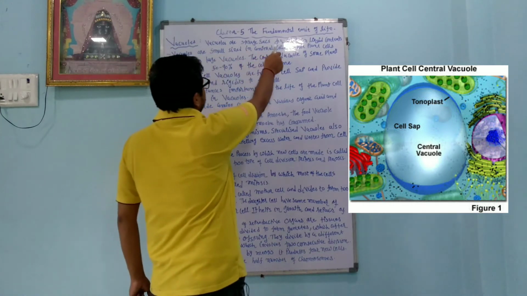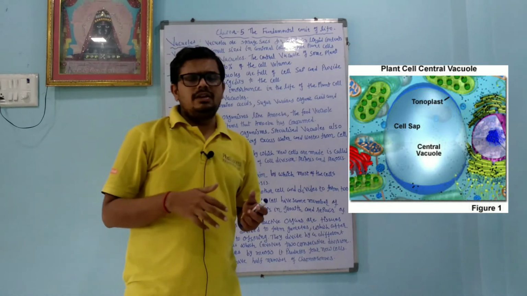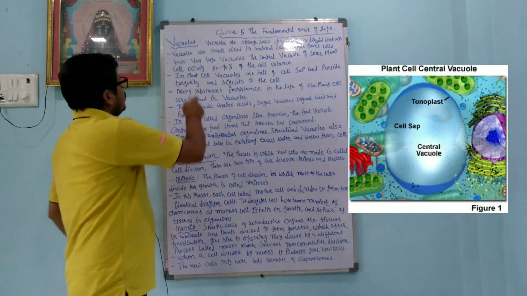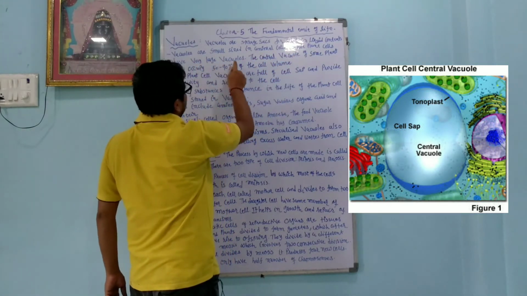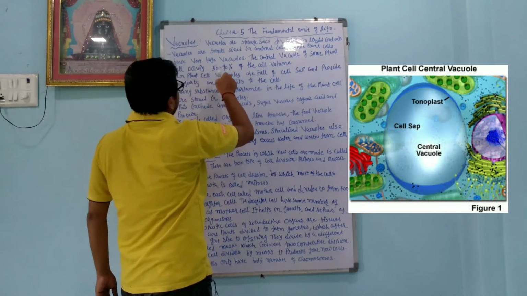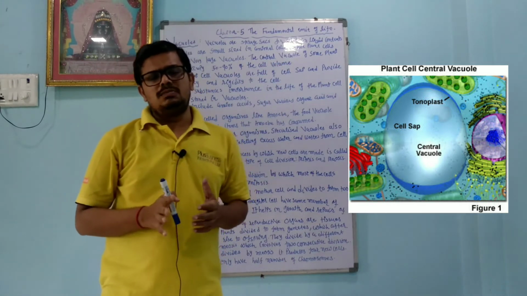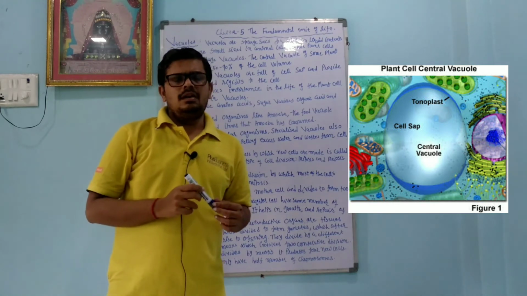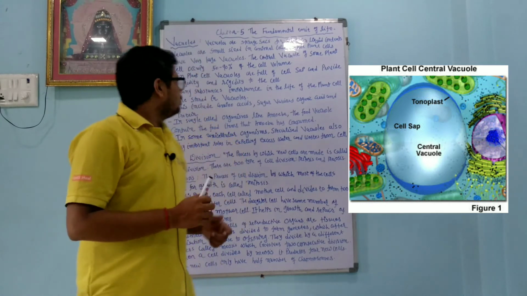Vacuoles. Vacuoles are the storage sacs for solid or liquid contents. Vacuoles are small in animal cells, while plant cells have very large vacuoles. The central vacuole of some plant cells occupies 50 to 90% of the cell volume. So in plant cells the size of the vacuole is larger, almost about 50 to 90%, whereas in animal cells the size of the vacuoles is very small.